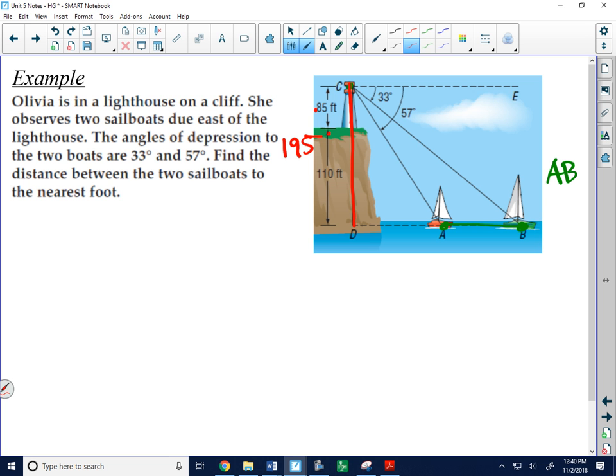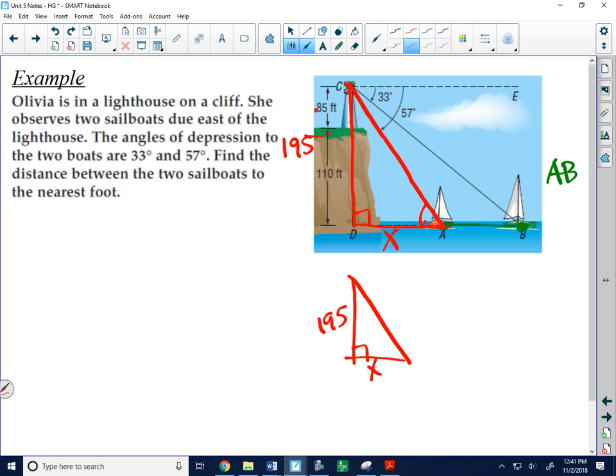Okay, so let's look at it. AB is not even a right triangle, so we cannot do trig on that directly. We'll have to indirectly find it. So we got to look at the triangles we do have. The first one is this small one. Let me redraw it just so you can see. So I know that the height is 195. I can find DA. I'm going to call that X. And then I'm just going to fill in this angle of elevation.